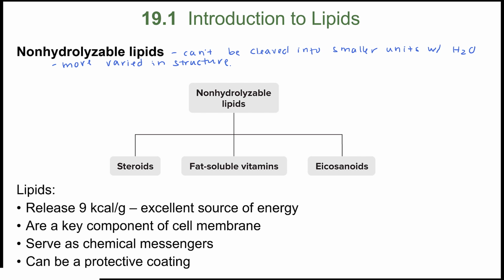Lipids will release 9 kcals per gram, so they're an excellent source of energy. That means that for 1 gram of fat, that is equal to 9 calories if you're looking at dietary labels. They're also a key component of the cell membrane. They serve as chemical messengers and can be a protective coating.